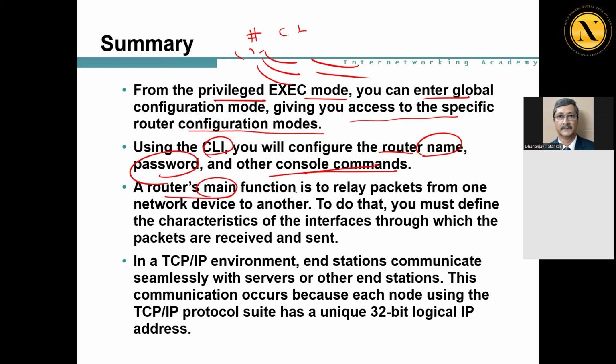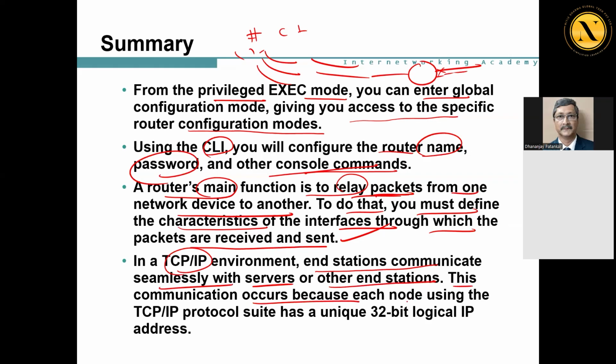A router's main function is what? It is to relay packets, to forward packets from one network device to another. So you must define the characteristics of the interfaces through which the packets are received and sent. In other words, just go on the router's interface and say no shut and then give an IP address. That's it. Okay. In a TCP/IP environment, end stations communicate seamlessly with servers or other end stations. This communication occurs because each node using the TCP/IP protocol suite has a unique 32-bit logical IP address. Got it?